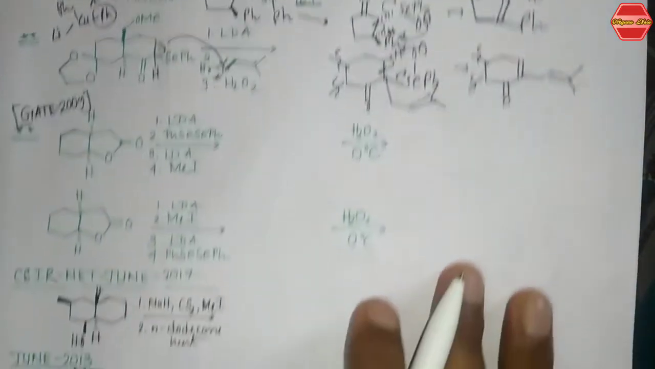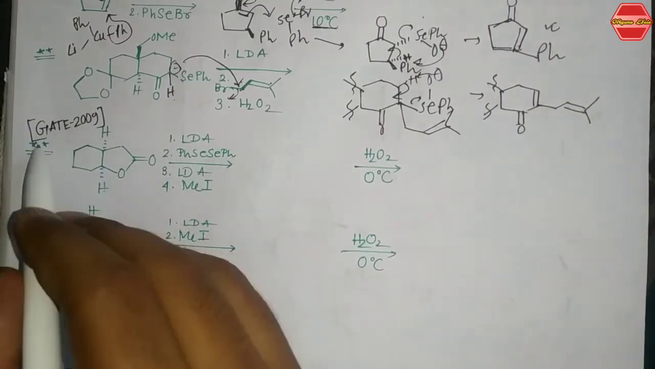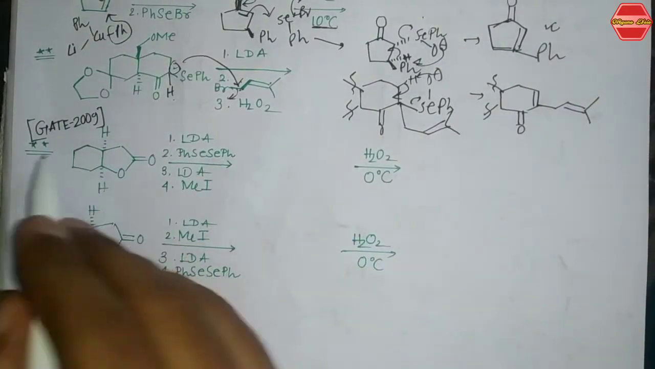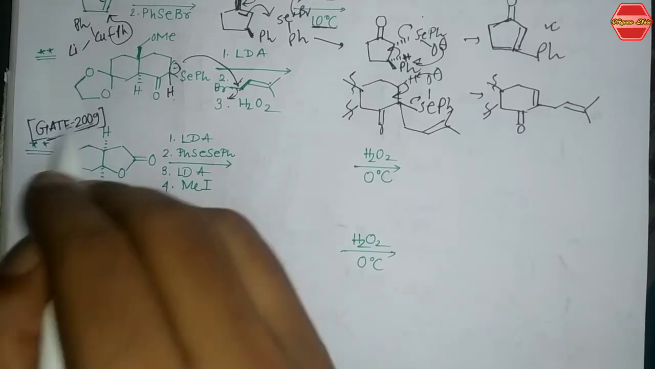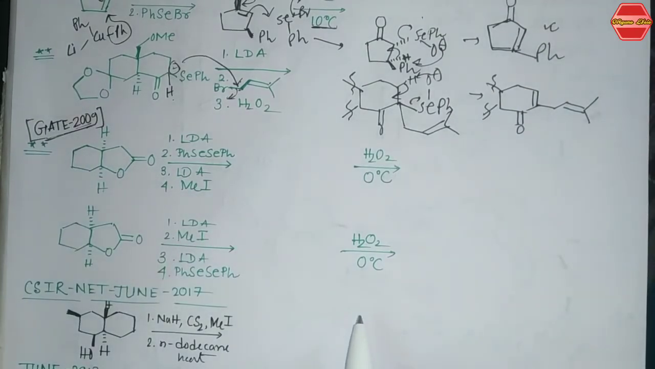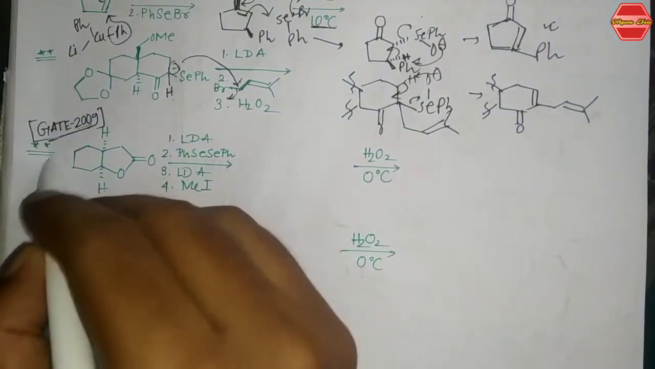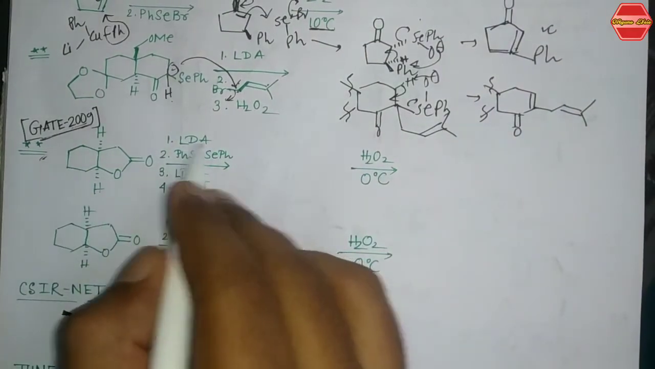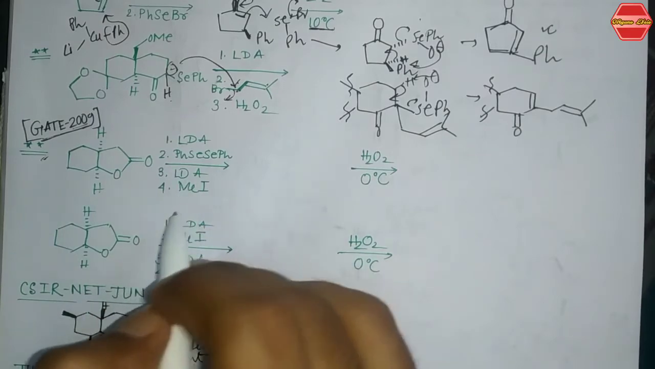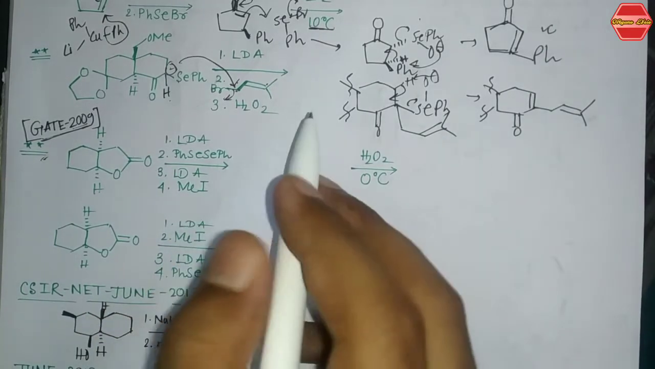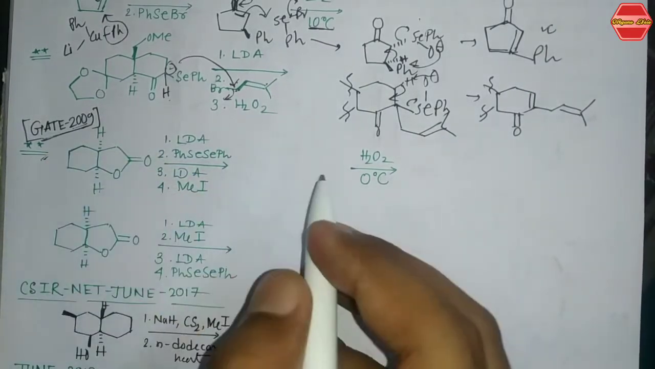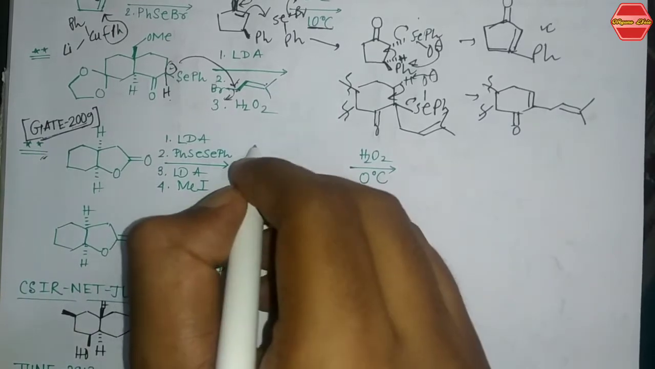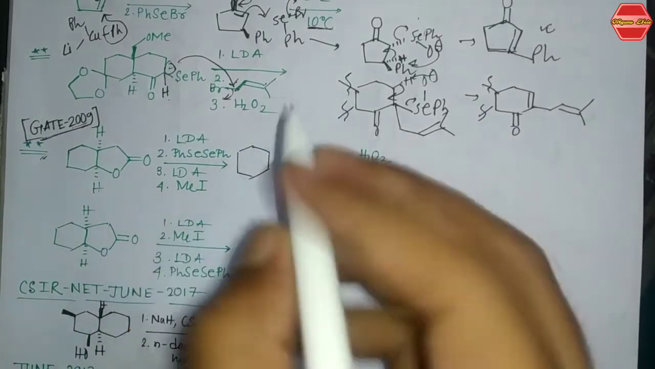Now the next example comes out, that is this one. If you have this compound, this question came in IIT GATE 2009. The first question came in, not the second one. The question says that you are given LDA, PhSeCl, LDA and methyl iodide. Now you have to look at this compound very carefully for this reaction.